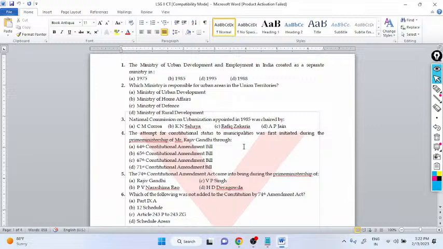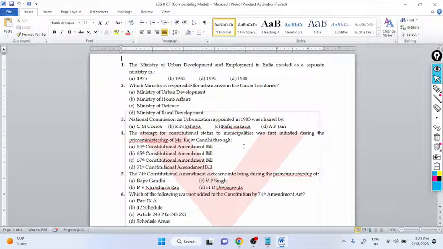So look at the first question. The Ministry of Urban Development and Employment, obviously it was created in 1951 as Urban Affairs and Housing Development Ministry, but in 1985 it was renamed as Urban Development and Employment. So that will be the answer, 1985. Kindly take a note of this. It will be 1985.